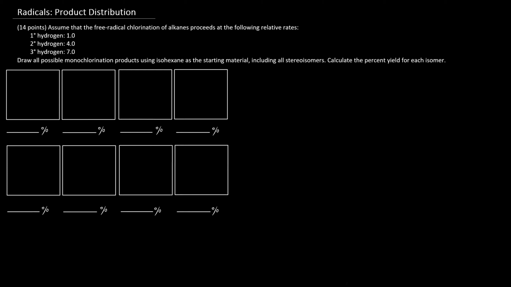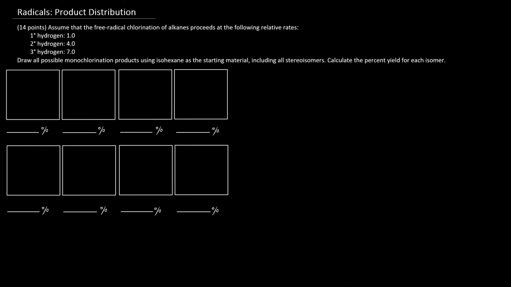Exam review question related to product distribution of radicals. Assume that the free radical chlorination of alkanes proceeds at the following relative rates. Draw all possible monochlorination products using isohexane as the starting material, including all stereoisomers. Calculate the percent yield for each isomer.